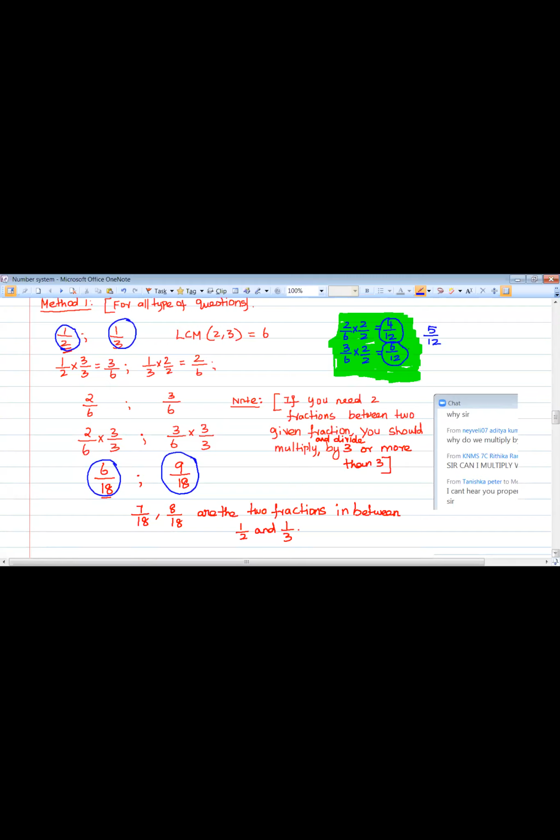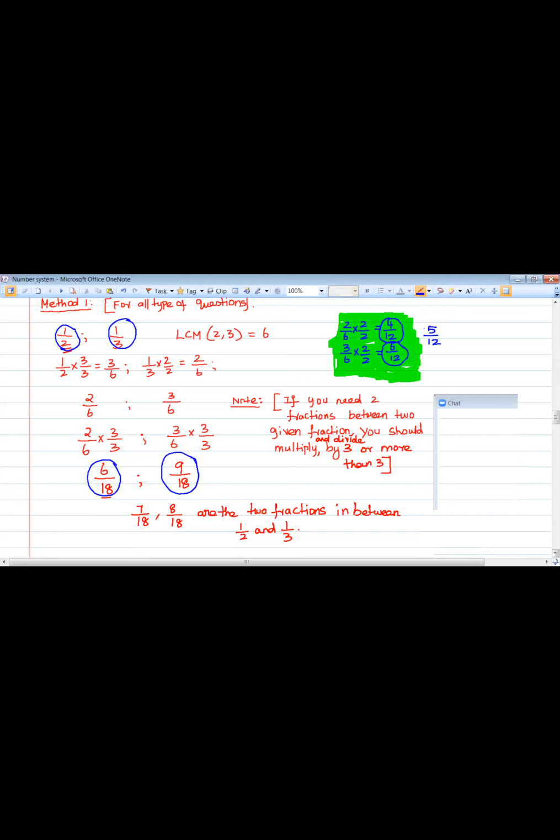Got the point? Okay, so I can't hear you properly, sir. Can you hear my voice now clearly? Tanishka, please send the message if you can hear my voice clearly means. Yes, Yashwant. Chart is visible, Yashwant. Chart is visible.